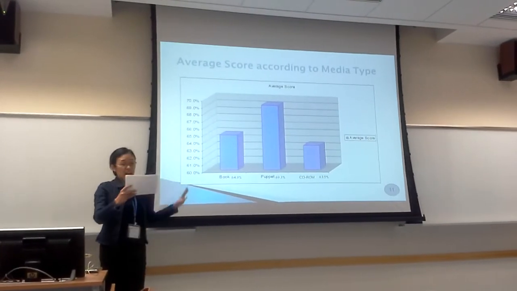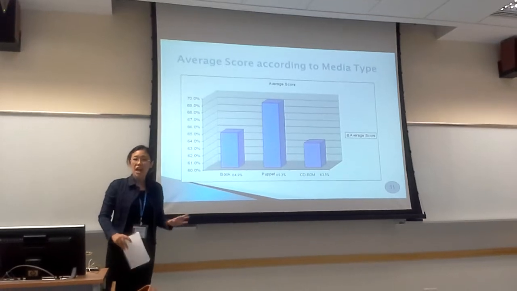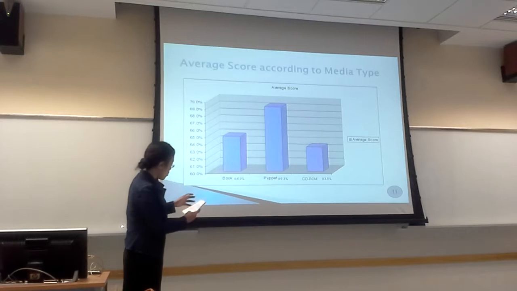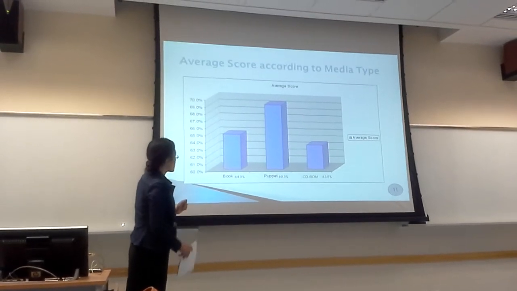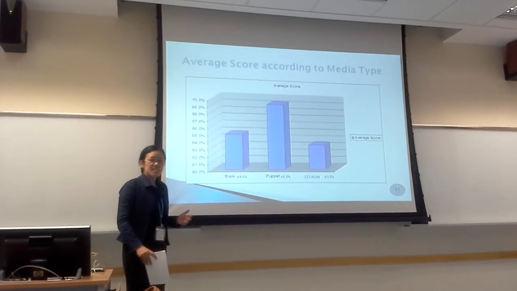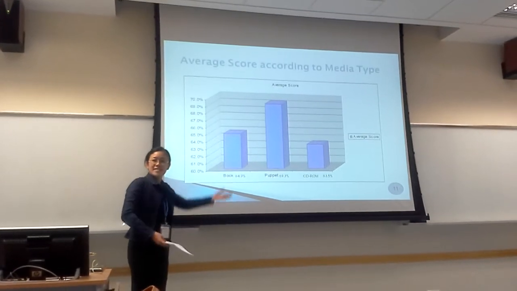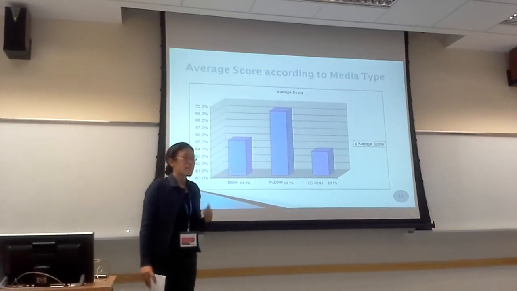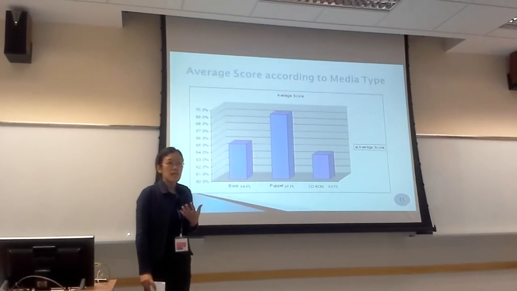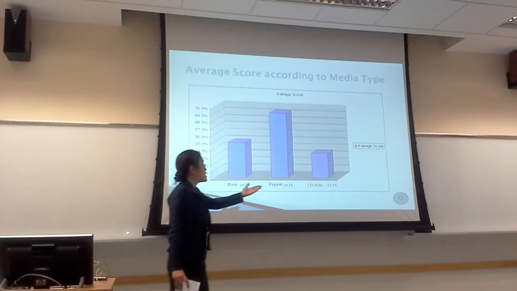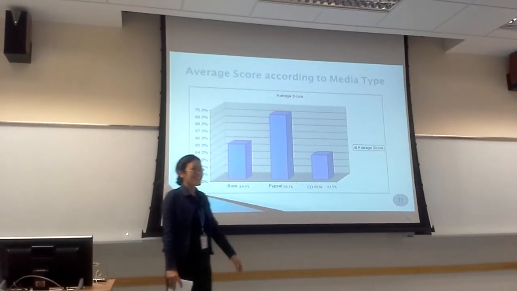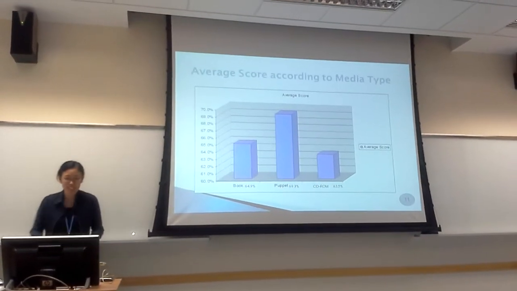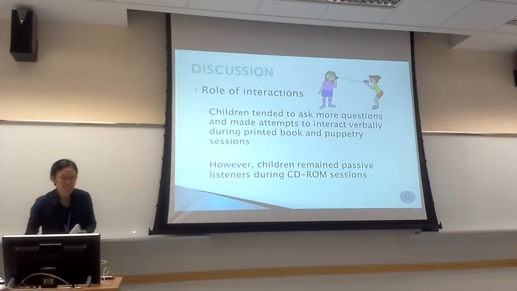Then all the structural element scores were tabulated and averaged out. The figure here reveals the overall average score for each medium. Based on the data collected, puppet achieved the best results in children's retelling ability, and CD-ROM the least. But why? That's a question. I think we had a bit of discussion just now.